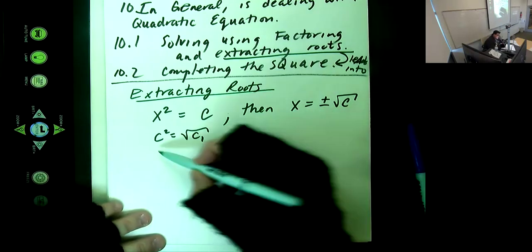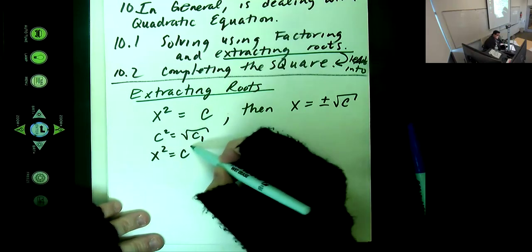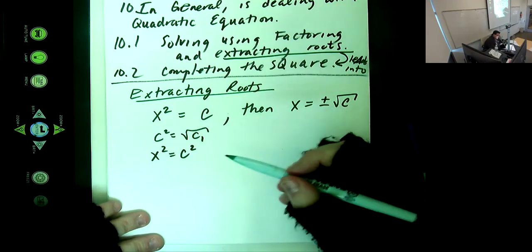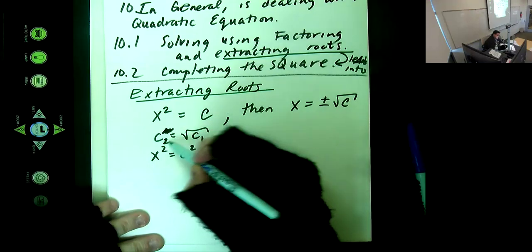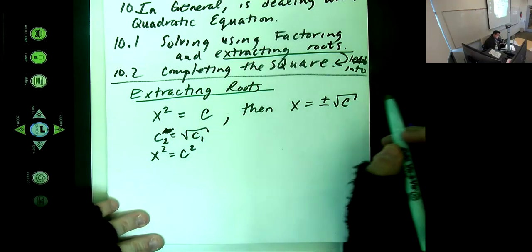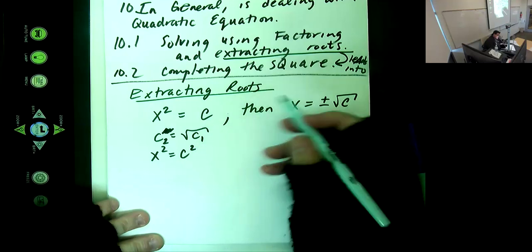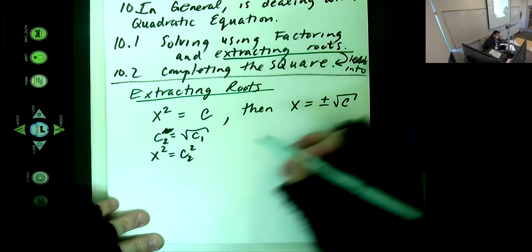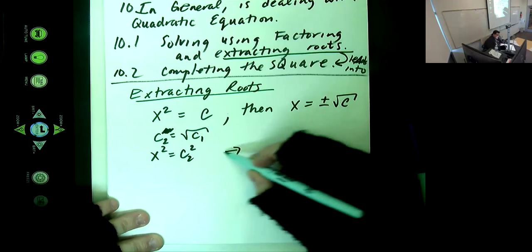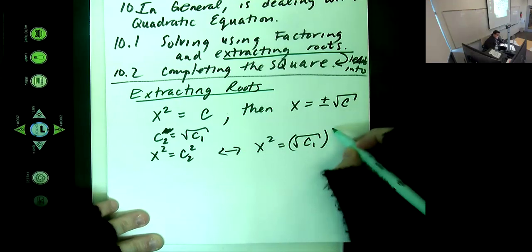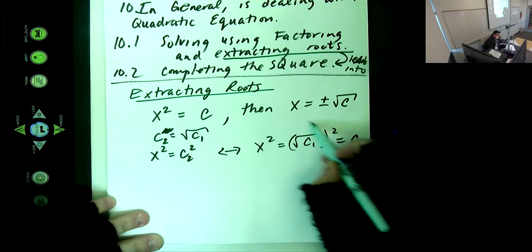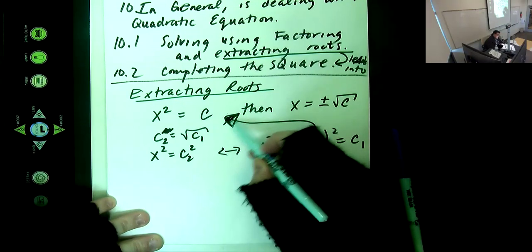So if we had x squared equals c squared, right, let me rephrase that. C2 equals square root of C1, there we go. So x2 equals C2 squared. This is really the same thing as saying x squared equals square root of C1 squared, which is C1, which is kind of like what we're talking about here. I just added a 1 subscript.